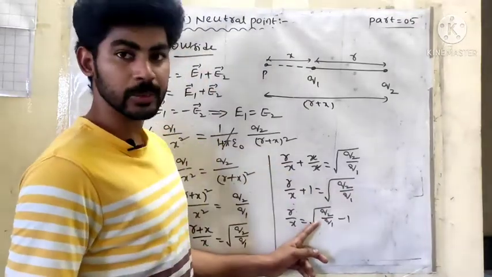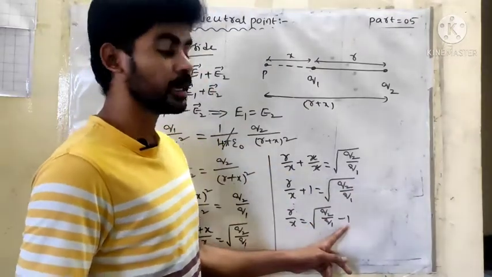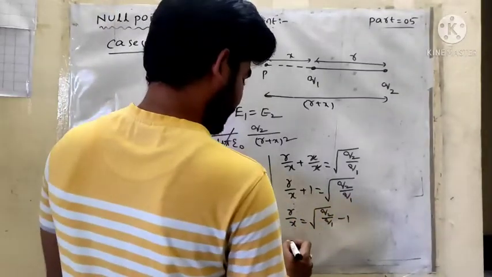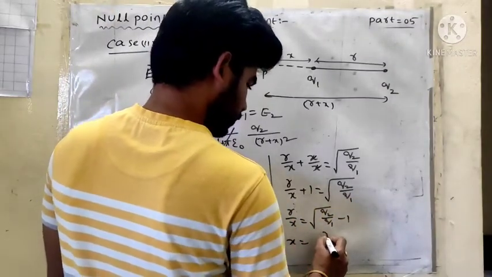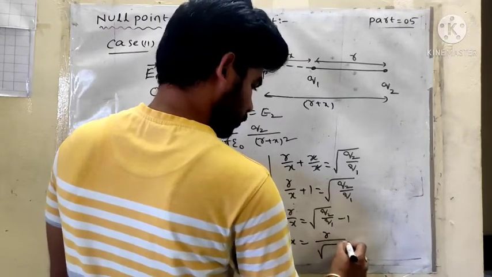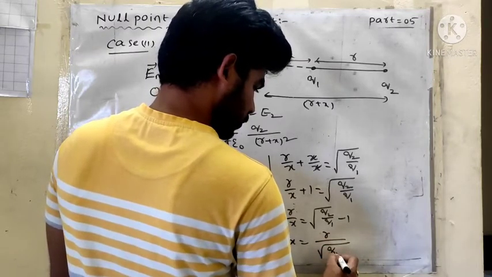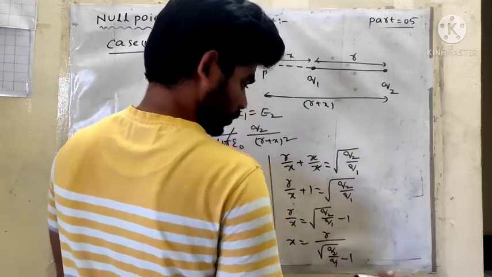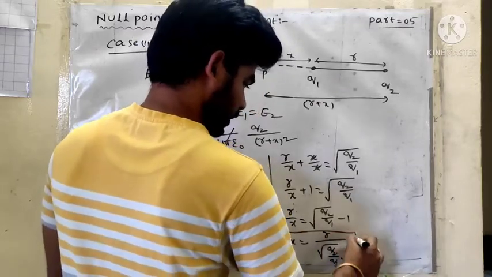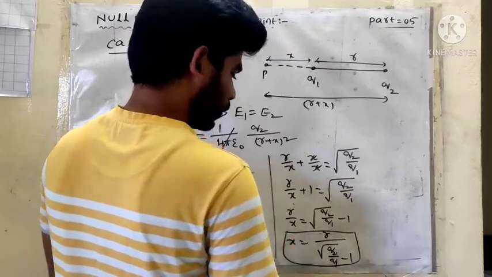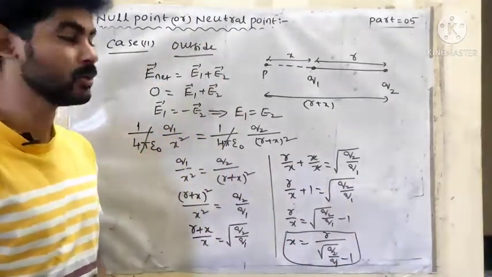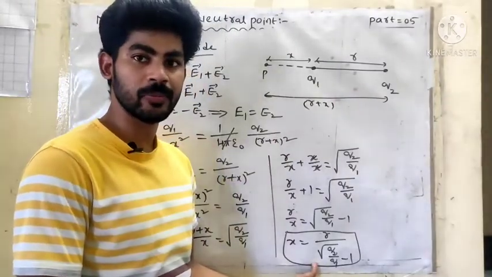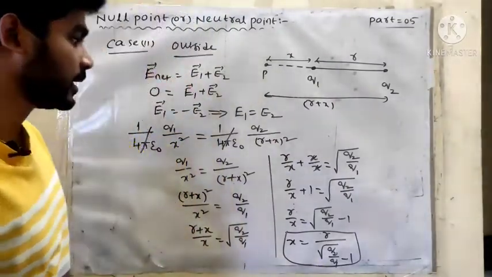This root is applicable only on q2 by q1, not on 1. Plus 1 shifts to that side, minus 1. I need the x value, so x is equal to r by root over q2 by q1 minus 1. So this is the null point formula for the case outside the 2 point charges. Okay, take a screenshot of this one also.